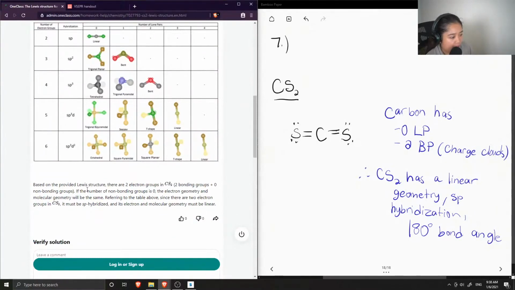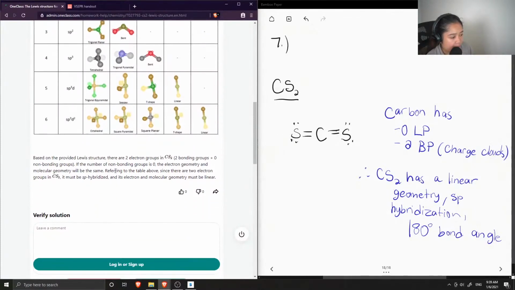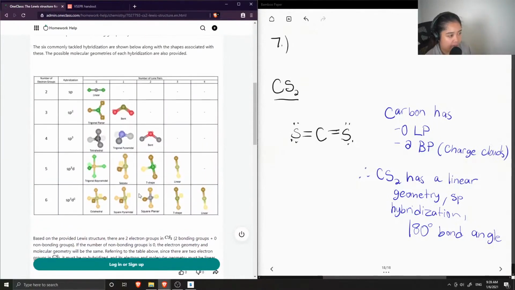Based on the Lewis structure, there are 2 electron groups in carbon disulfide, 2 bonding groups, and 0 non-bonding. If the number of non-bonding groups is 0, the electron geometry and molecular geometry will be the same. Referring to the table above, since there are 2 electron groups, it must be sp hybridized, and its electron and molecular geometry must be linear.